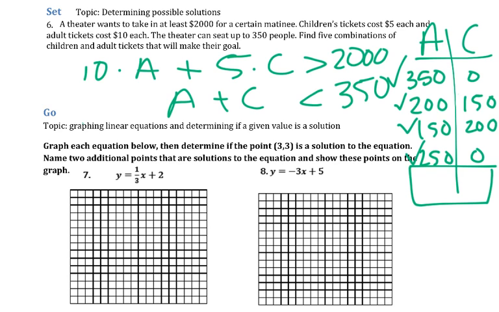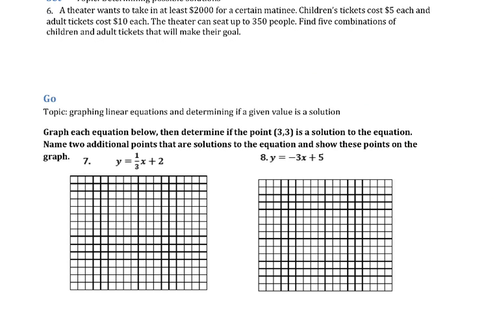All right. 7 and 8. So it says graph each equation below, then determine if the point (3, 3) is a solution. So slope-intercept form, my y-intercept is 2, so let's say this is our x-axis and our y-axis. They don't really give us one, do they? So go up to 2 for my y-intercept. Slope of 1/3, so I go up 1 to the right 3. Like this.